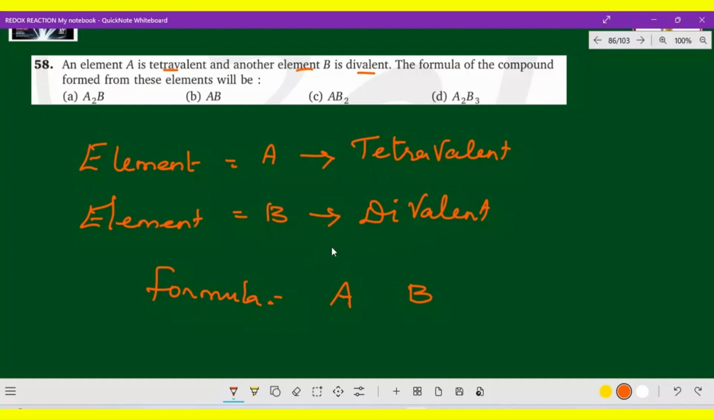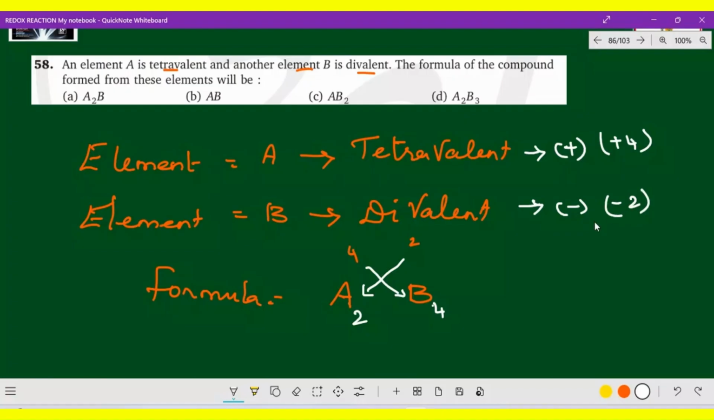A is tetravalent and B is divalent, so here 2 and here 4 by crisscross. This is the way we write it, because this is the cation, positive charge, tetravalent means plus 4 oxidation, and the same way the anion is minus 2. So with tetravalent and divalent, it is CO2. I hope you got the clarity. Carbon dioxide only.